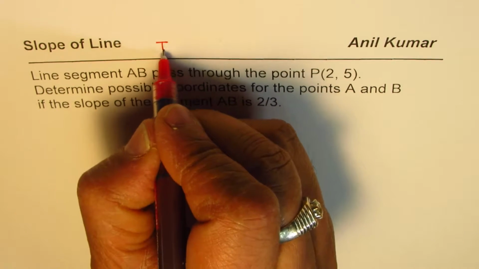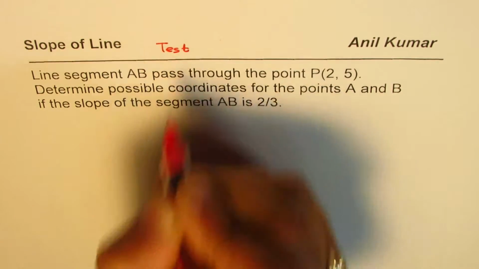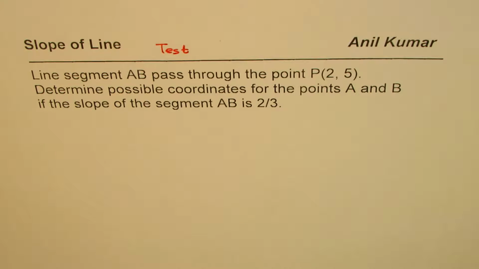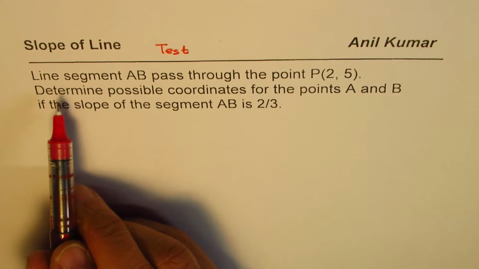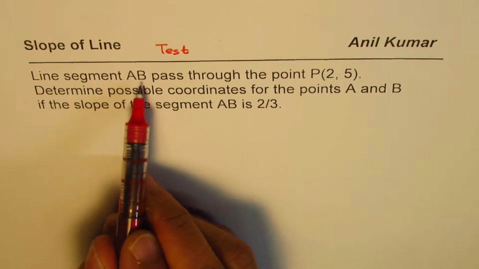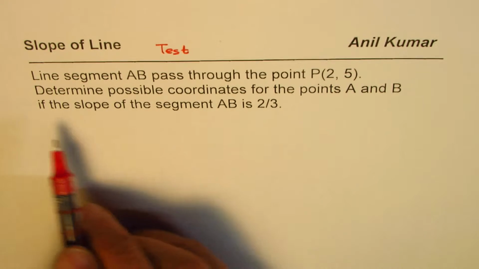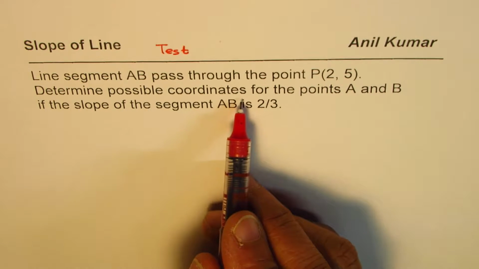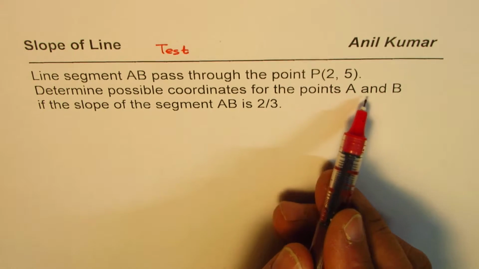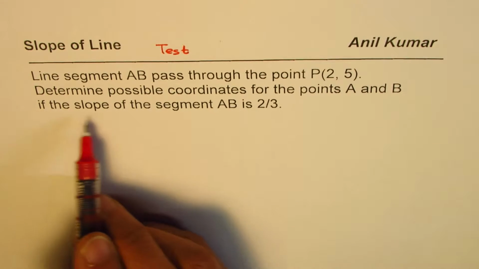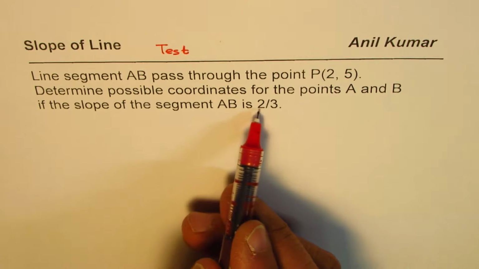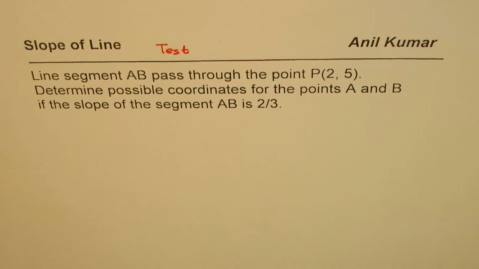So let me call this a test question. You can pause the video, copy the question, answer, and then look into my suggestions. The question is: line segment AB passes through the point P (2, 5). Determine possible coordinates for the points A and B if the slope of the segment AB is 2 over 3. That's the question for you.